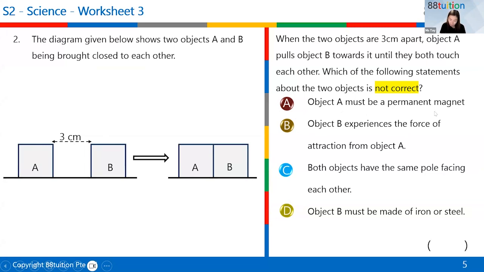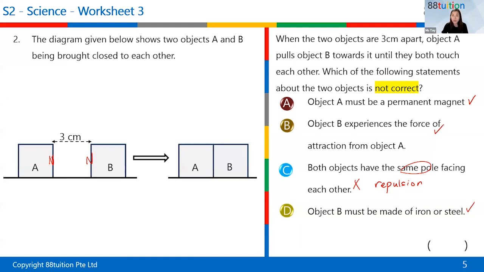That is very possible. B experiences the force of attraction from A. This is also okay. Next one, both objects have the same pole facing each other. So this is wrong. If they have the same pole facing each other, supposedly north and north, what will happen? Will they attract? They will repel. So there should be repulsion instead of attraction. Object B must be made of iron or steel. This is true because it has got to be a magnetic material, so it can be attracted.